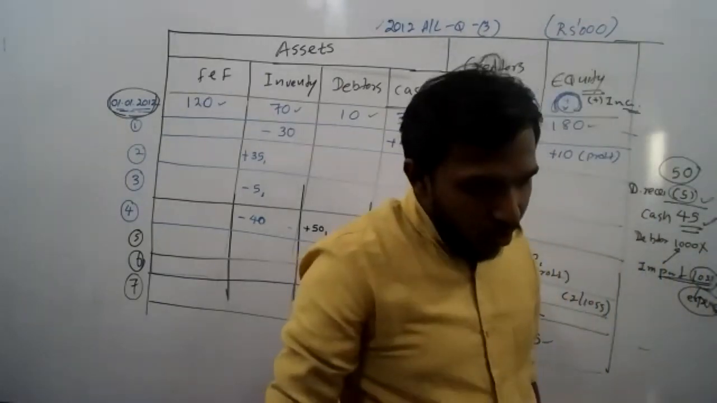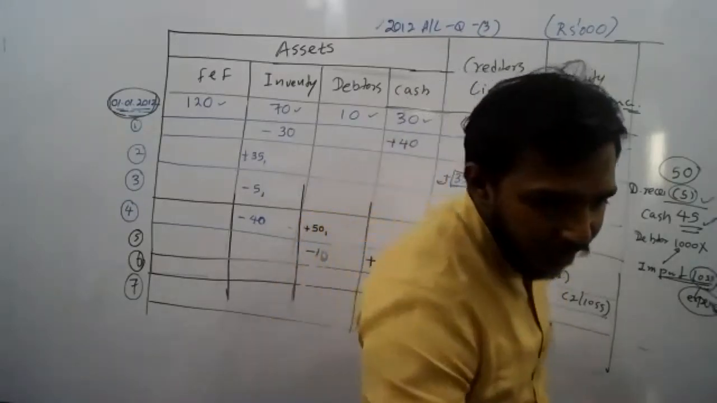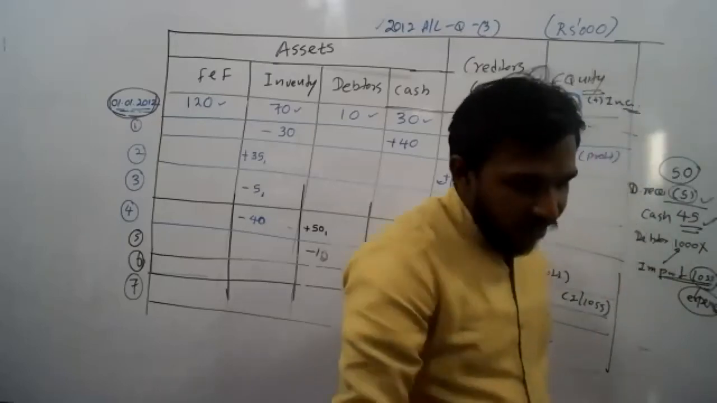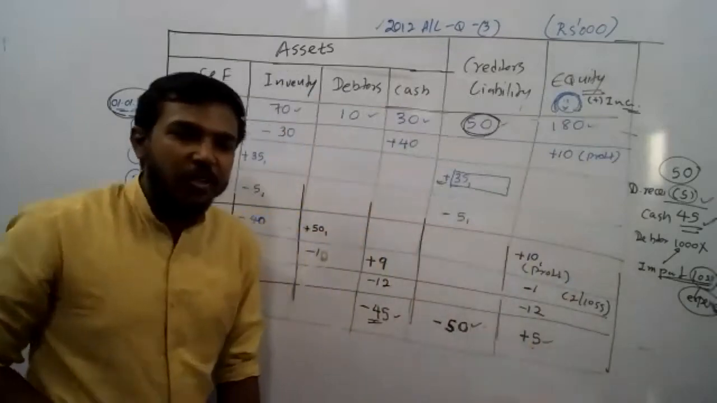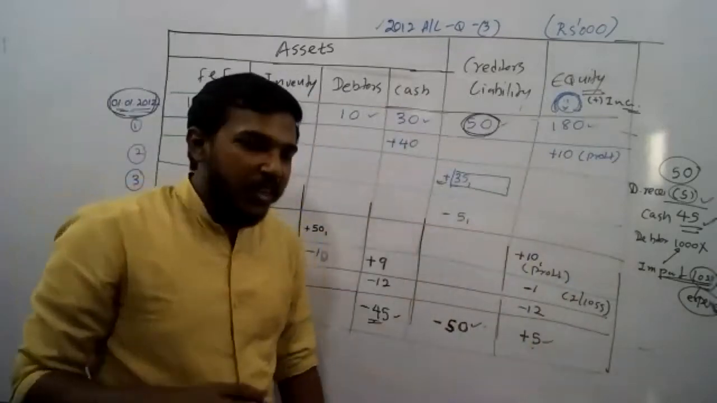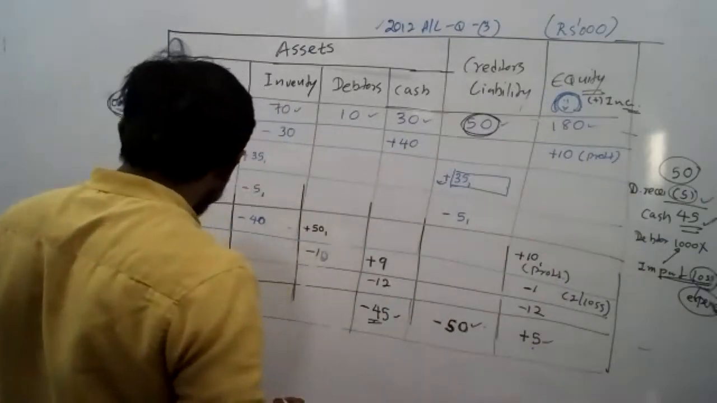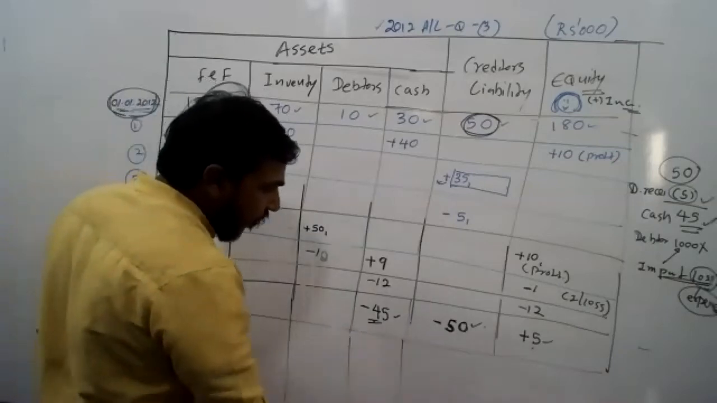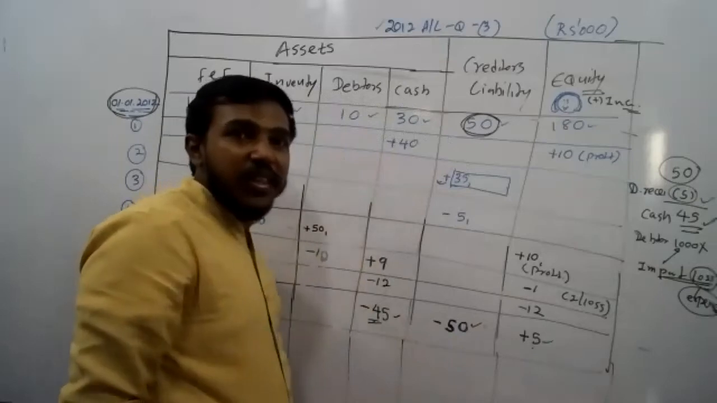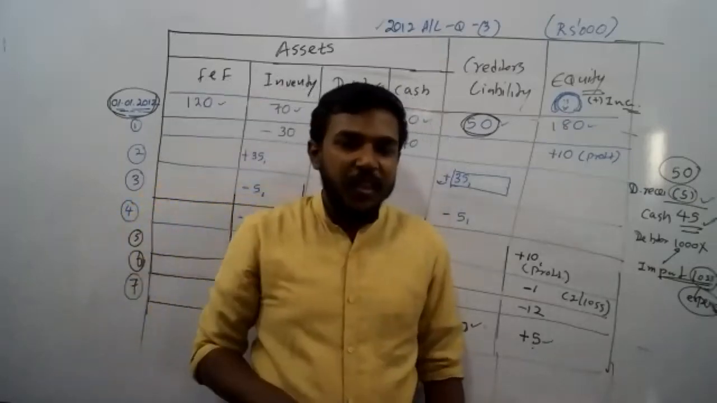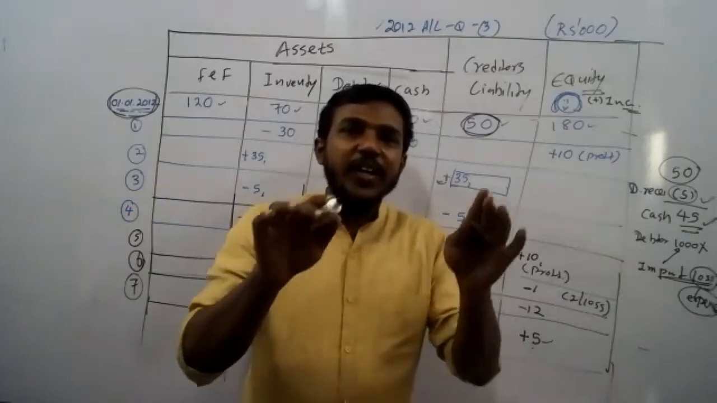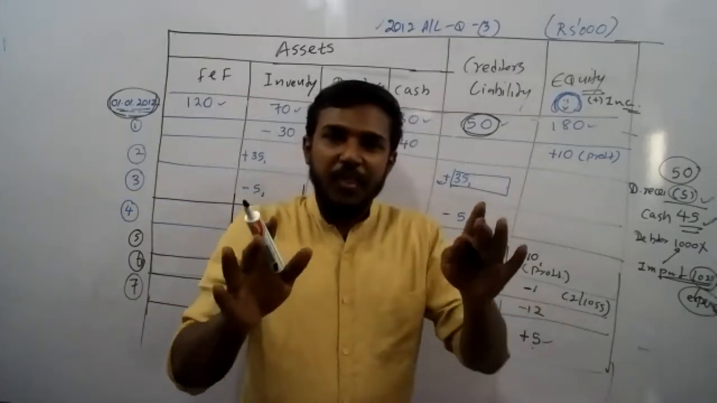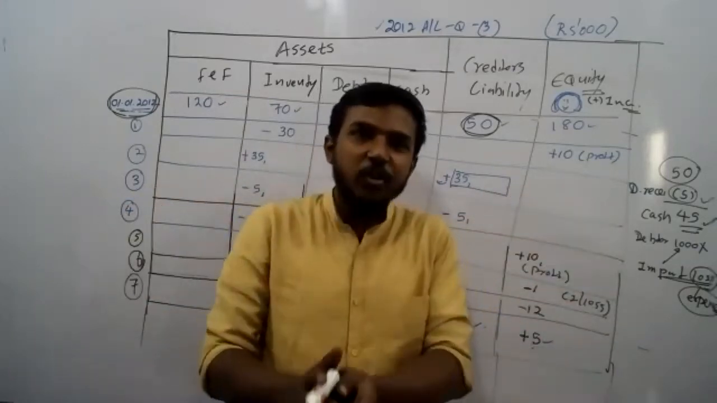So now 8-1, owner withdraws 5,000 in cash for personal use. Now see how we are going to take this. If you use it for personal use, can you remember the technical word that we use? If you use business assets for personal usage, it is called drawing.